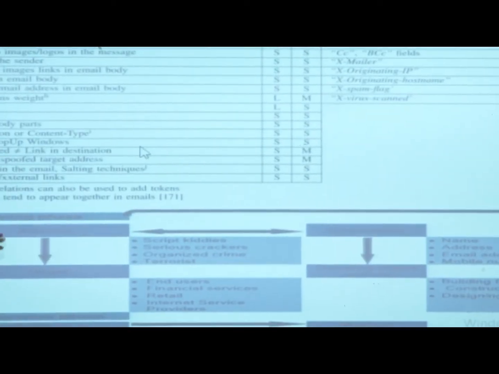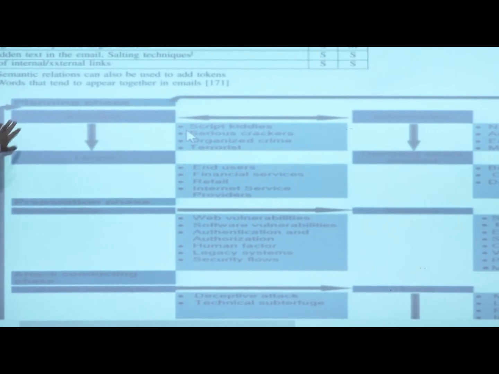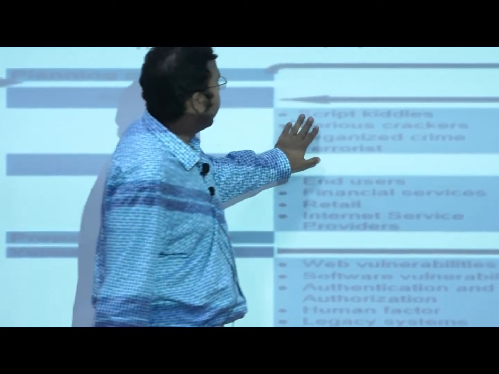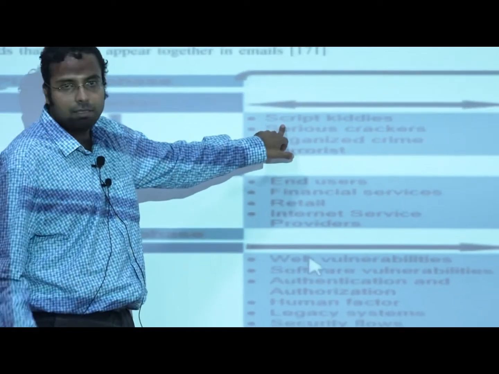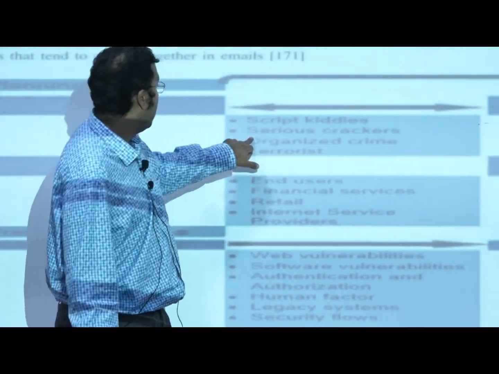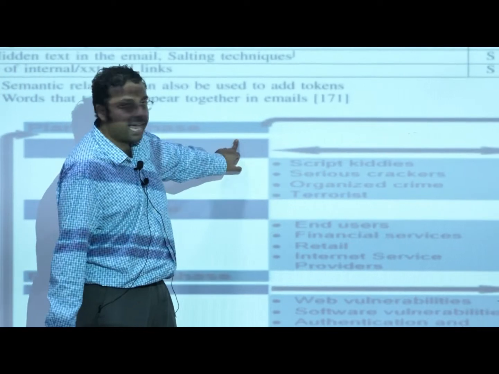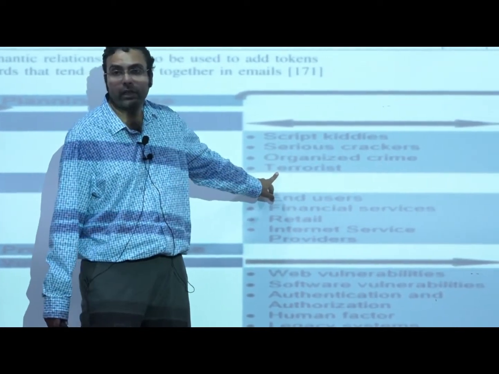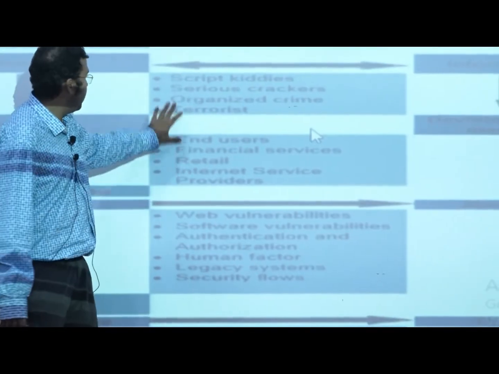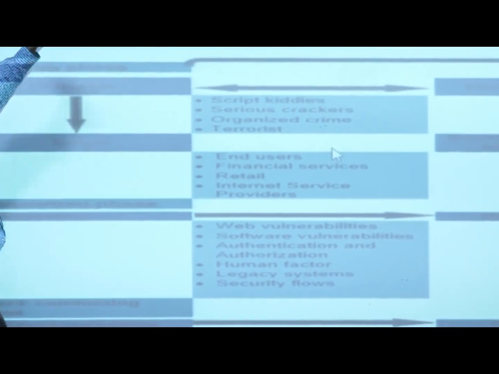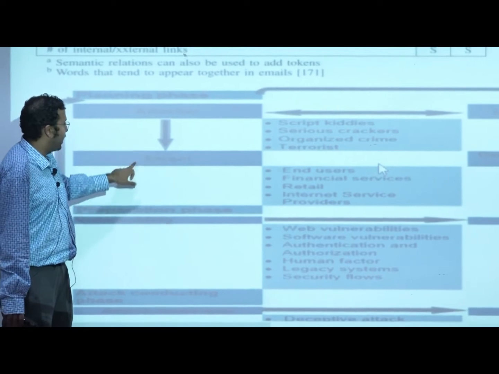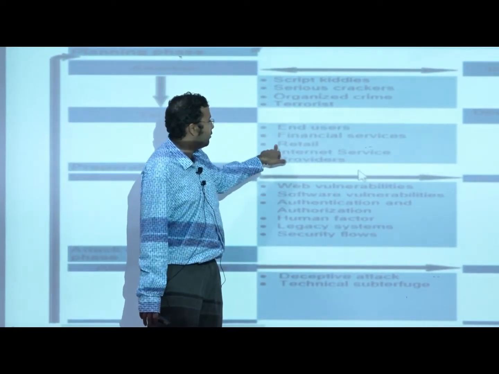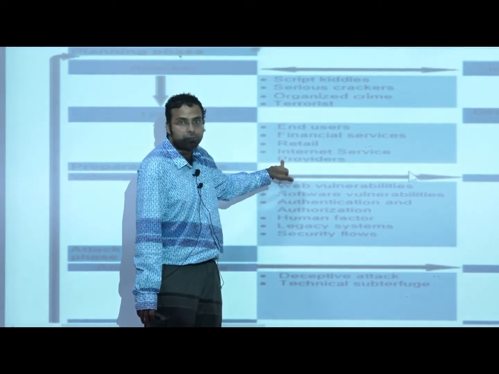This is the process which a phisher will go through, where these are different phases of phishing. Attacker can be different types of attackers. This is just some random individual, or serious hacker, or organized crime, or terrorist, or state actor, right? So this person is going to analyze all those features to create an attack scenario. And target is what? End users, financial services, retail services, internet service, etc.